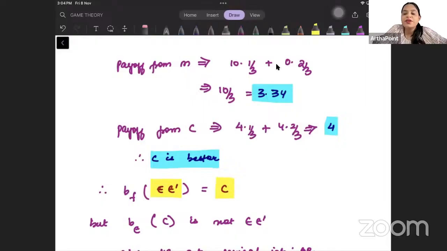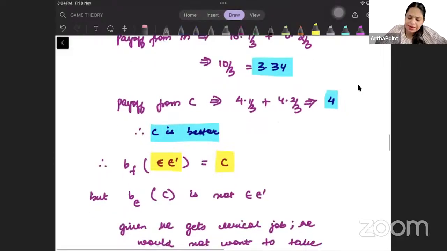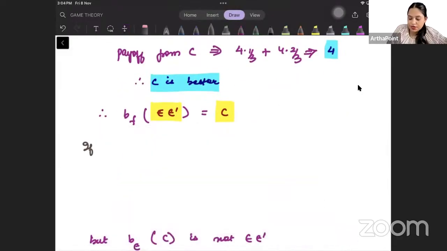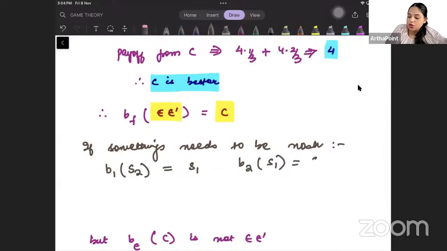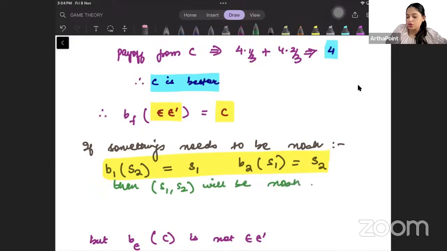So beta, now revisit the last lecture that we had done. In the last lecture, या game theory का एक basic concept है that if something needs to be Nash, अगर किसी को भी Nash equilibrium होना है, what is the basic concept that needs to be followed? That best response of player 1 given strategy of player 2 should be S1. Best response of player 2 given strategy of player 1 should be S2. If this is simultaneously satisfied, then we can say that S1, S2 will be Nash equilibrium.